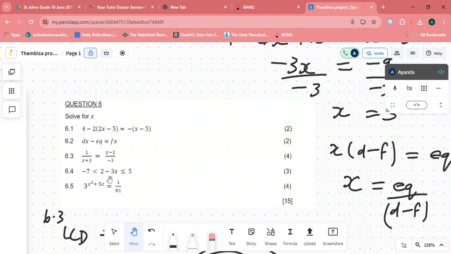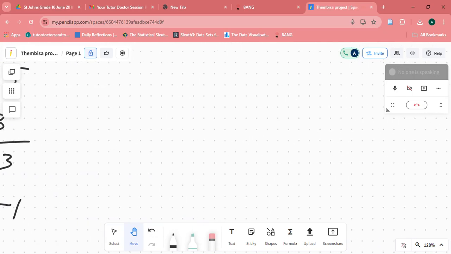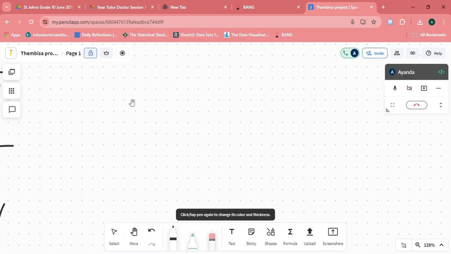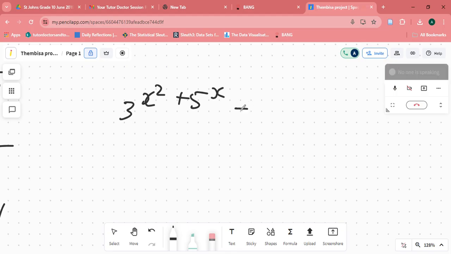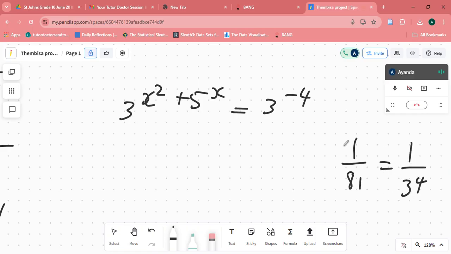How are we going to do this? Well, we can rewrite this as 3x squared plus 5x is equal to 3 to the power of negative 4. So 1 over 81 can be rewritten as 3 to the power of negative 4 because 1 over 81 is the same as 1 over 3 to the power of 4. And if we just make it a negative exponent, it's going to be negative 4.